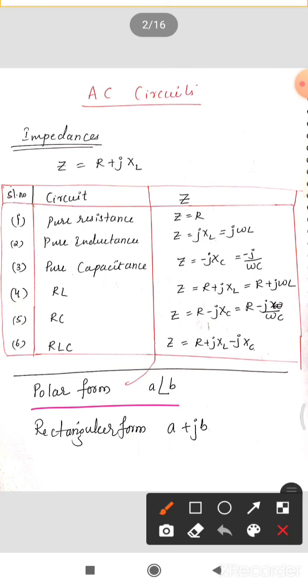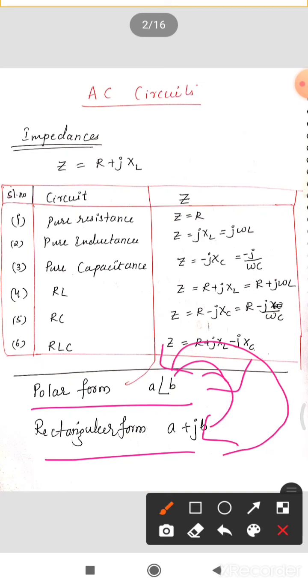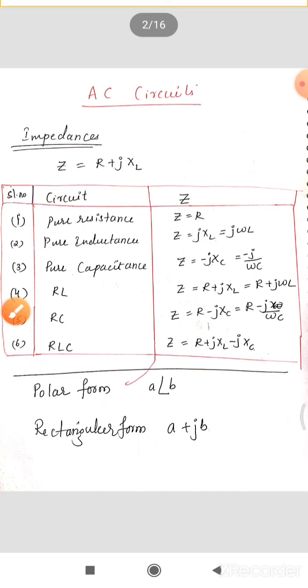As we said, we will come across these two forms, polar form and rectangular form. You have to remember this, and these can be converted from polar form to rectangular form and from rectangular form to polar form, vice versa. That can be done by your calculator.